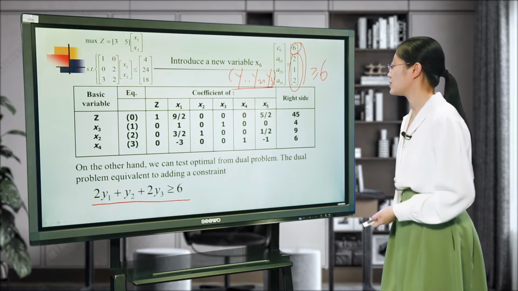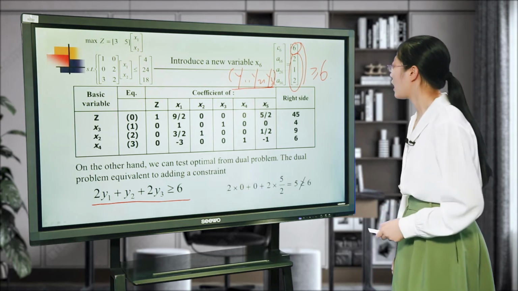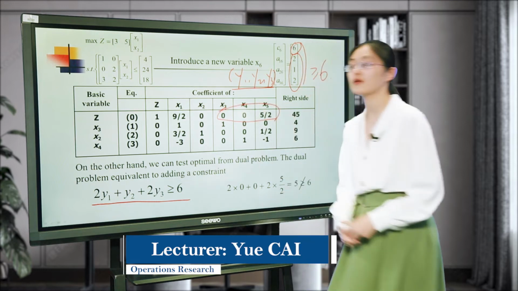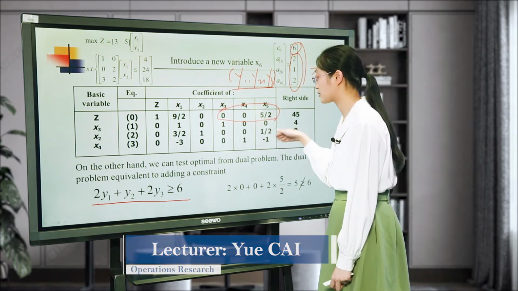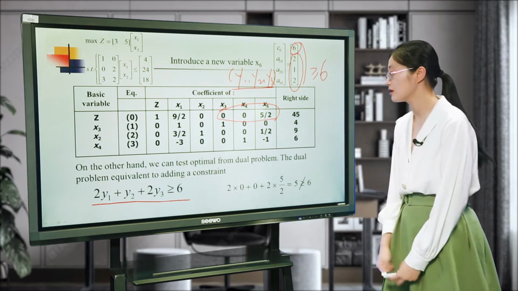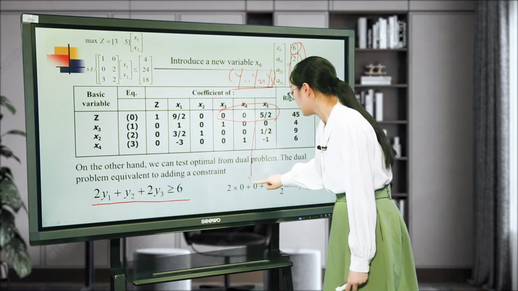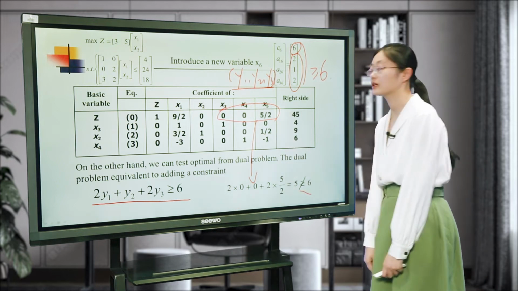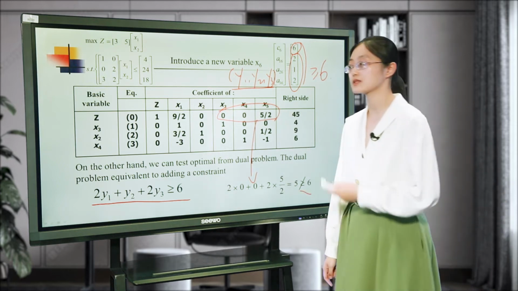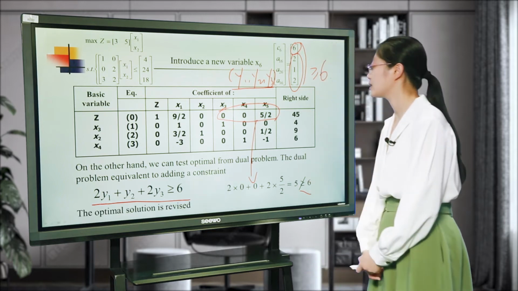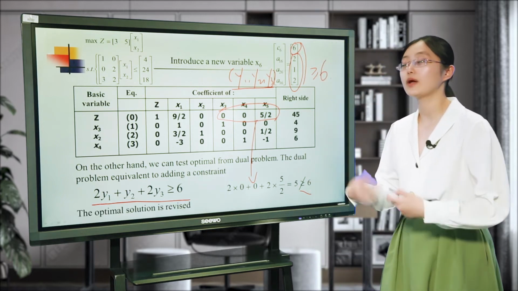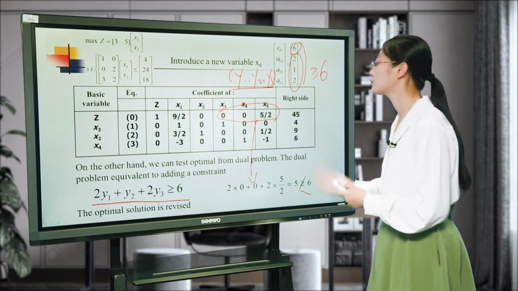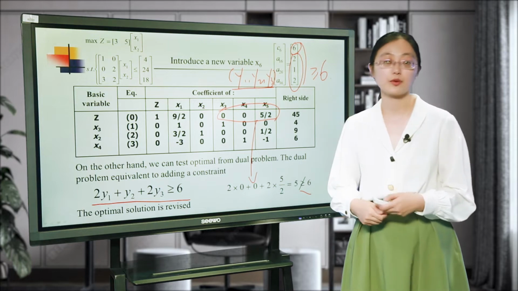With this constraint, our original solution to the dual problem, the values y1 through y3, 0, 0, 5 halves, when we substitute into the new constraint, we can see that the inequality does not hold. In other words, this solution is not optimal, and we need to apply the simplex method or the dual simplex method to obtain another optimal solution.